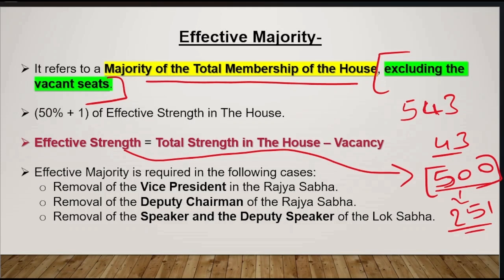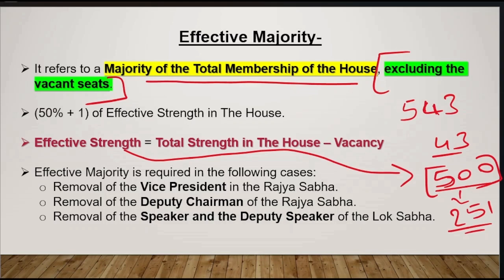It may be due to any reason. So what is the effective strength? Effective strength is the total strength in the house minus vacancy. So in our example, it is 500, which is our effective strength. So what is effective majority? Now, majority of 500 means 251.